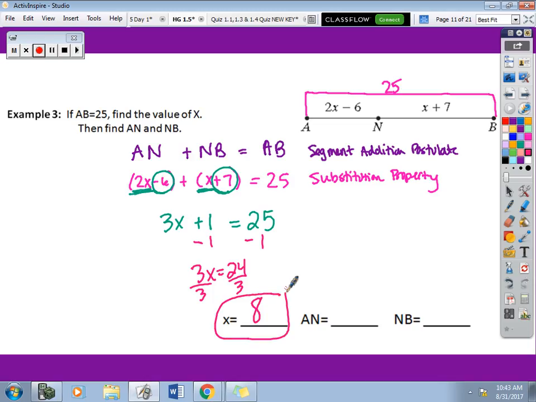How do I find the length of segment AN? Caleb? Substitute 8 for x. Good. Substitute 8 back in for x. So 2 times 8 is 16. 16 minus 6 is 10. To find the length of NB, plug in 8. We get 15. Now always double check, 10 plus 15 does get me 25.